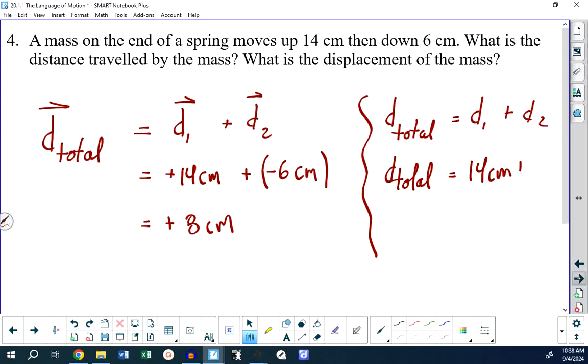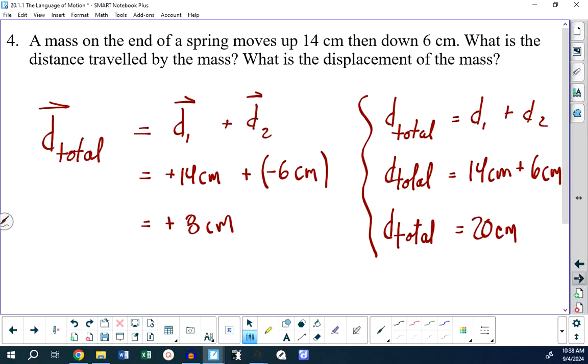Plus, well, what is D2? D2 on the left, that's a vector. That's displacement number 2. This D2 is distance number 2, and it's just 6 centimeters. So the total distance is 20 centimeters.